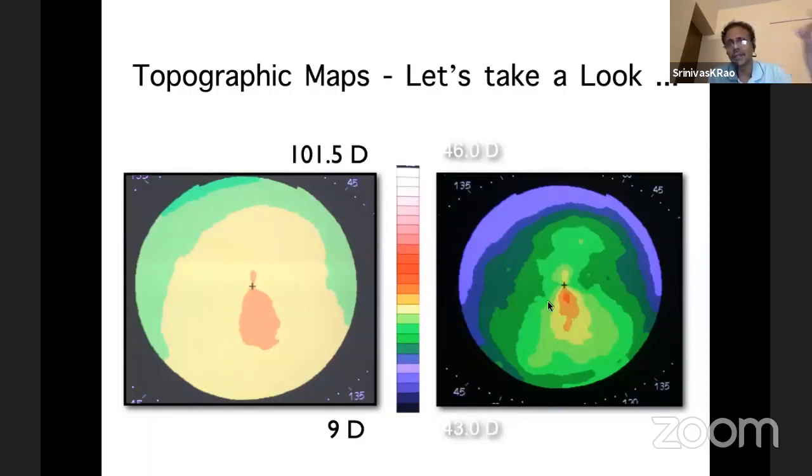But like the high zoom, in a particular cornea, if you want to look at this area in more detail, you can obviously see the range of power changes that are happening here. So these are some things that you must remember. These are basic.